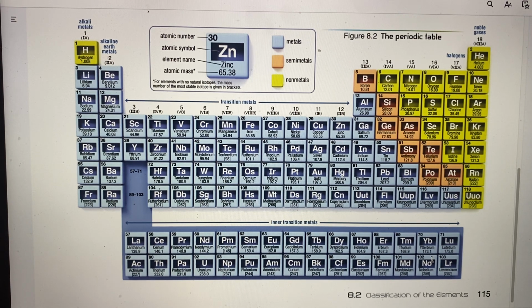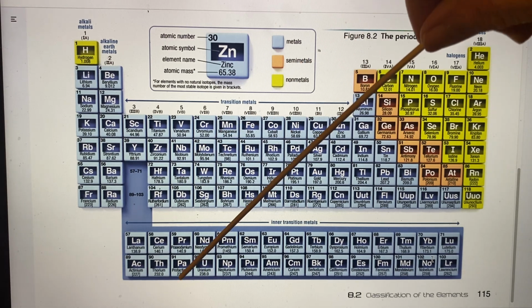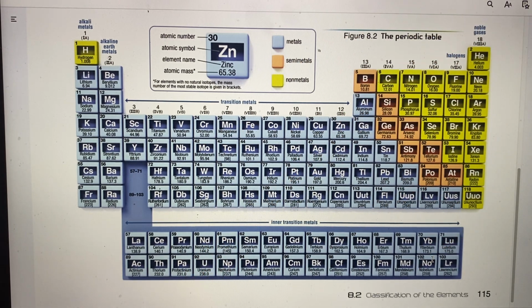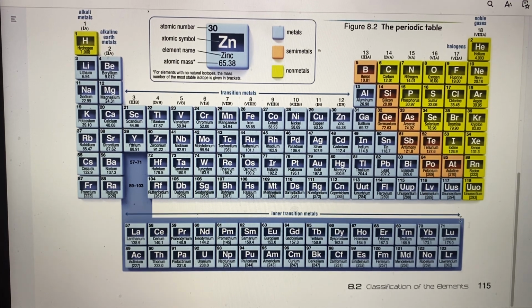So those are the categories. Remember, we have the metals, semi-metals, non-metals. Then we have these columns. We have the main groups here, and then we have the transitionary groups, and then we have the inner transitionary groups, and then of course I went over each one of those columns. So let's go to the next section.